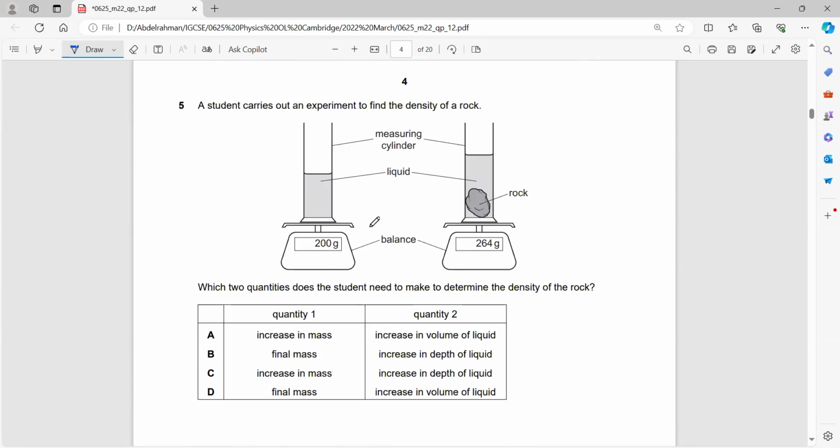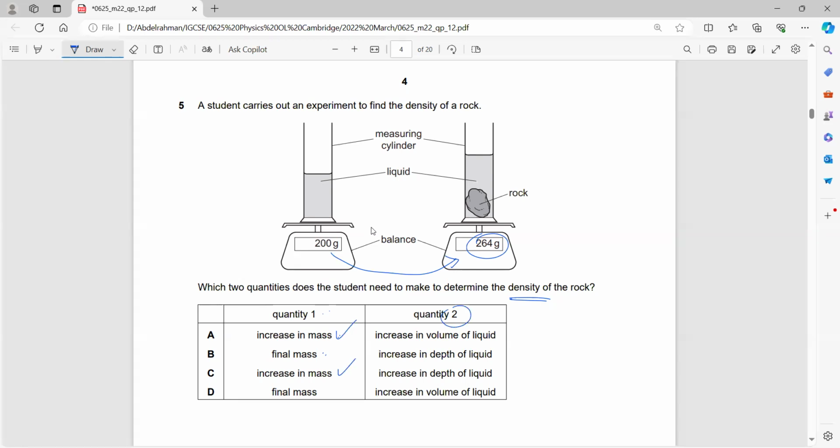Okay. Question 5. How can I find the density of the rock? Yeah, it's quite easy. Quantity one, we know that the density is the mass over volume. So quantity one, is it the final mass or the increase in mass? No, it's the increase in mass. Yes. M2 minus M1. We find the difference in the mass. So it's the increase in the mass.